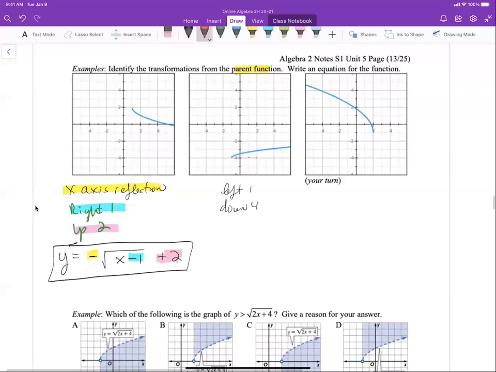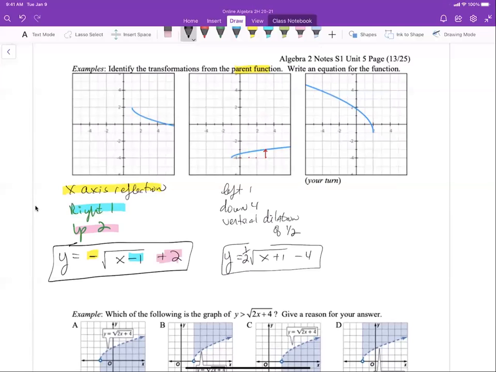1, 2, 3, 4. I went up 1 and I expected to go up 2. So the output was decreased by a half. So I know that I have a vertical dilation of 1/2. And so the equation will be y equals the square root of x plus 1 minus 4. And we have to have this vertical dilation of a half.